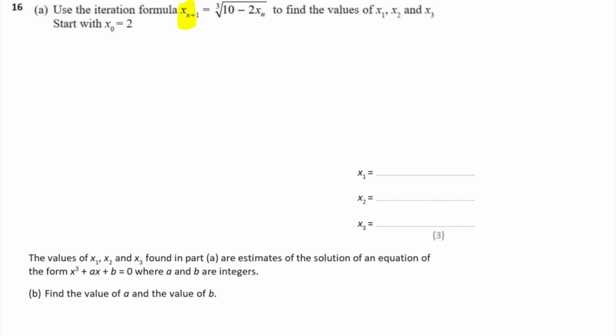So this is the symbol for the next term and this is the symbol for the previous term, isn't it? Now we know our first term is 2, so that's going to be our initial term for x_n. And we can use x0 to generate x1 using this formula. So x1 is going to be the cube root of 10 minus 2 lots of our value for x0, which is 2.